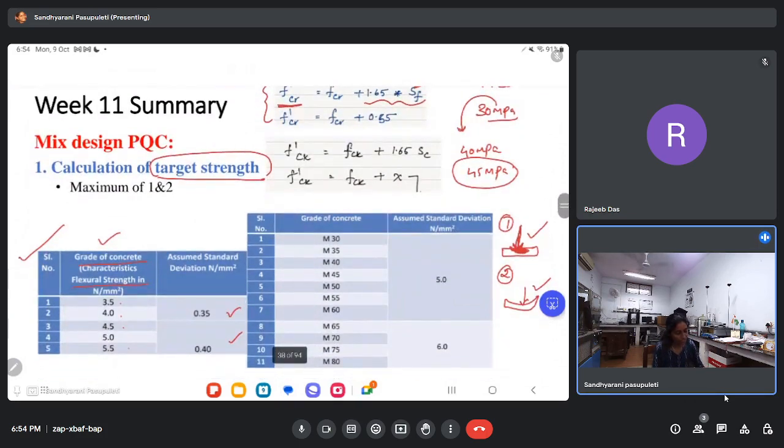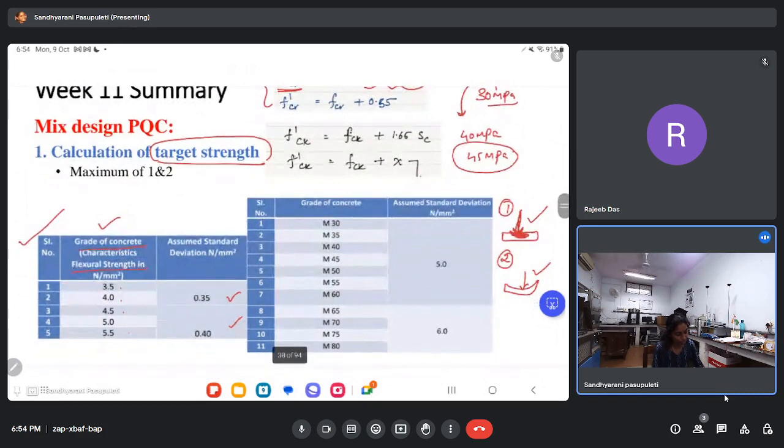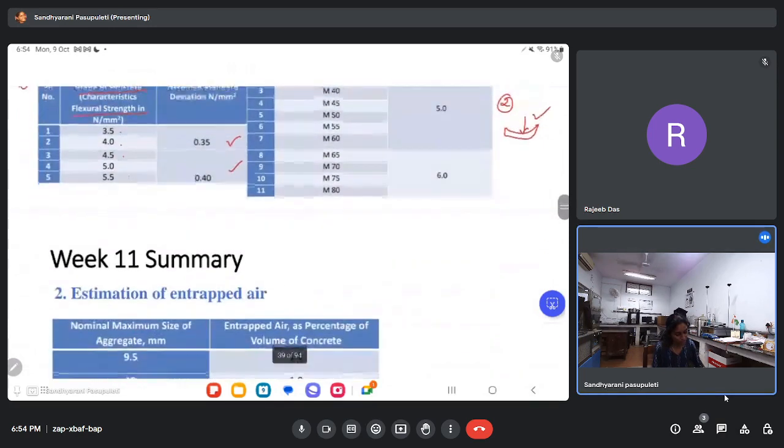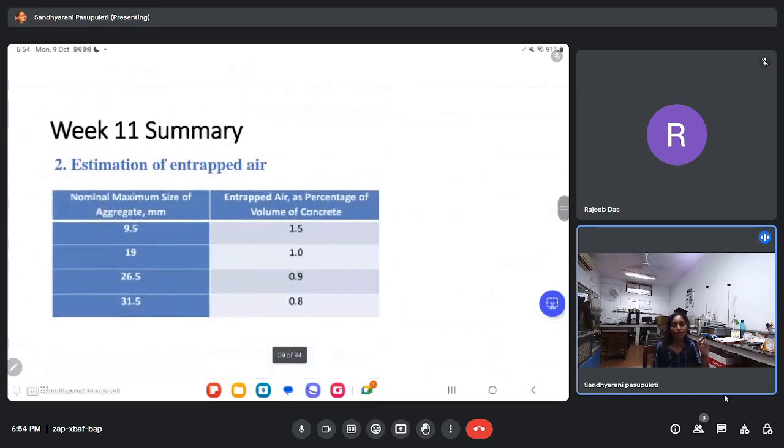In the F-CK also we calculate based on the two formulas. In the second formula, we do not know the SC, so we have the tables corresponding to the grade of the concrete, and we can select from them. In the first stage, we have to confirm the target strength for which I am going to design my PQC. Let us say our target strength is already determined.